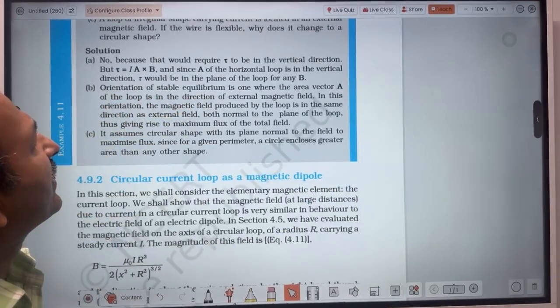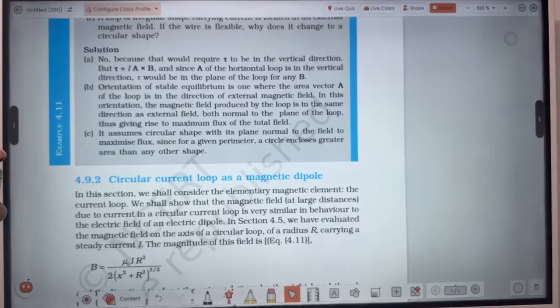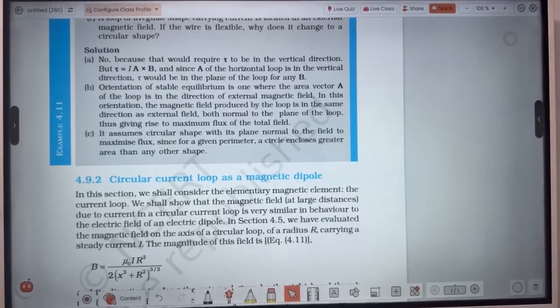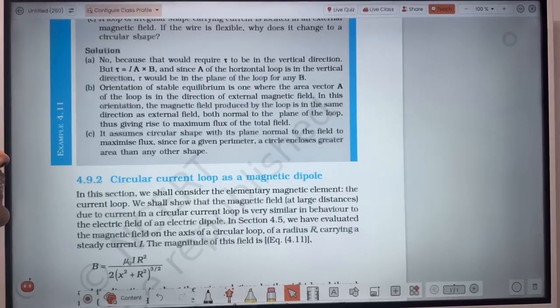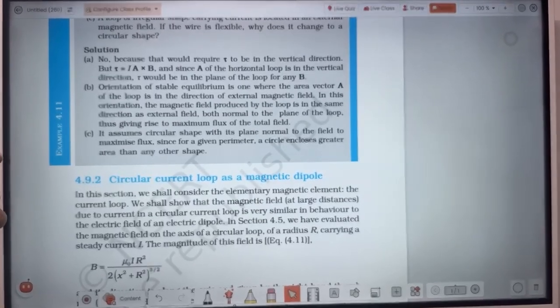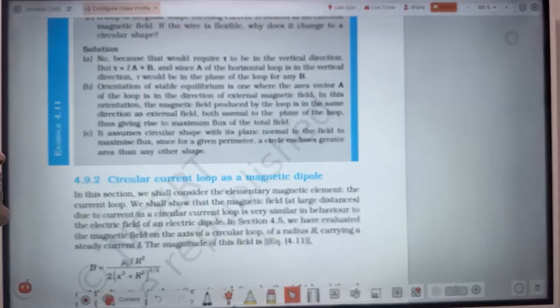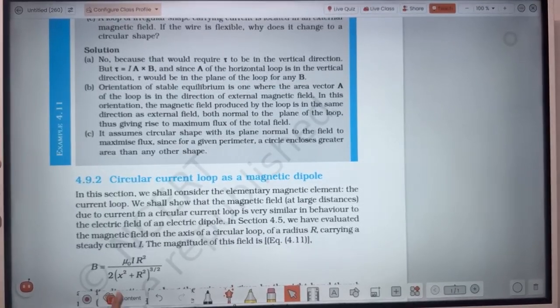The orientation of stable equilibrium is one where the area vector A of the loop is in the direction of the external magnetic field. Alright. In this orientation, the magnetic field produced by the loop is in the same direction as the external field, both normal to the plane of the loop, thus giving rise to maximum flux of the field.